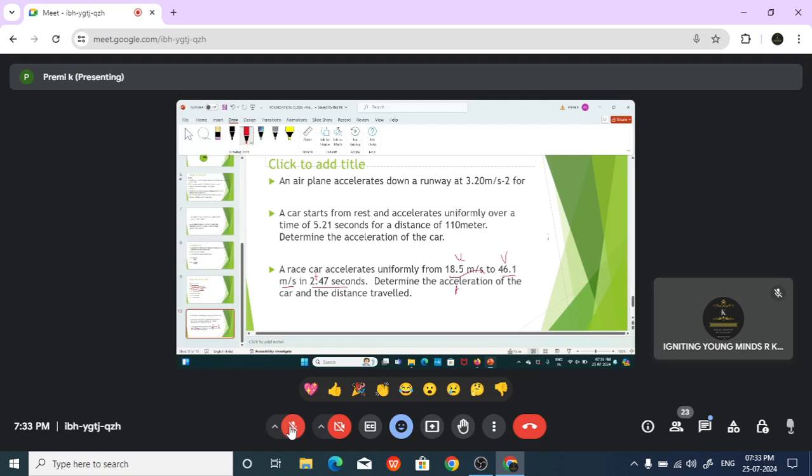We have to find the acceleration of the car. First, we have to find the acceleration and then the distance traveled. S also has to be found out. Okay. They have given u, v, and t. From that, we can find the acceleration. As our student has said, the formula used is v is equal to u plus at. Final velocity is given, initial velocity is given as 18.5, and the time is given as 2.47 seconds. Just substitution. Just work it out and tell me the answer.